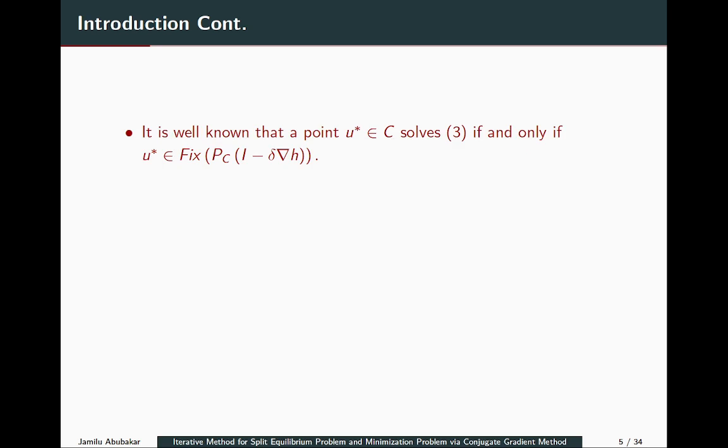So having said that, it is well established as a fixed point method that a point U in C solves the minimization problem 3 if and only if U is a fixed point of some operator P_C given by this, where P_C here is a metric projection onto a closed and convex set C, I is an identity mapping, delta here is a positive number satisfying some conditions, and here is the gradient of h.